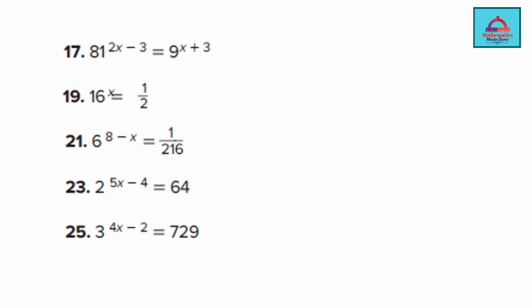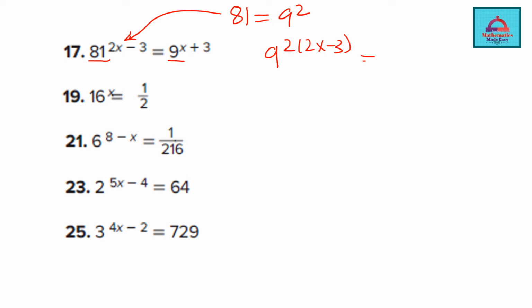These are quite easy because if you see, the base here is 9, the base here is 81, and you know 81 is 9 square. So that's what I'm going to put here. So it becomes 9 to the power 2 times 2x minus 3 equal to 9 to the power x plus 3. Now the bases are same, both are 9, so the powers have to be equal. Let's solve for x from here.